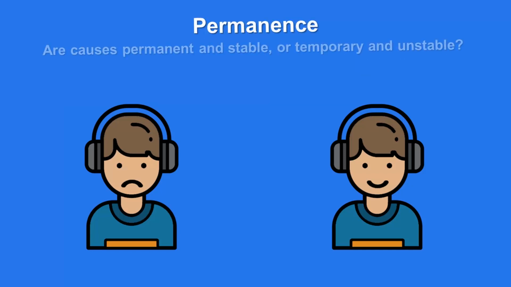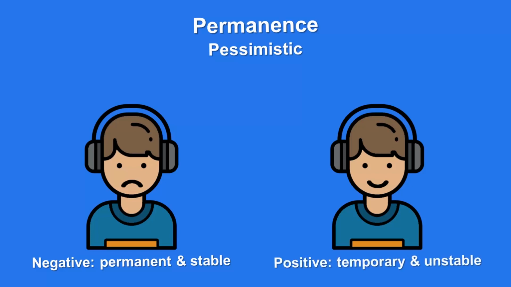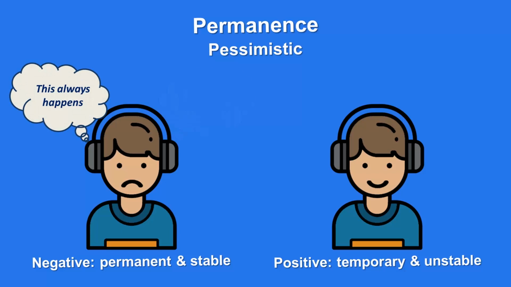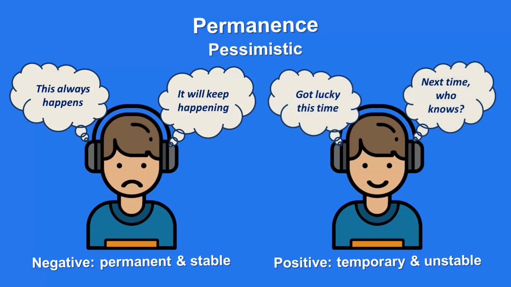So permanence refers to whether we see the causes of events in our lives as permanent and stable, in other words, they're not likely to change, or temporary and unstable and likely to change. A pessimistic explanatory style regards the causes of negative events and setbacks as permanent and stable, and the causes of positive events or successes as temporary and unstable. Something bad happens, and that's because it always happens, and it's going to keep happening. Something good happens, and that's because we just got lucky this time, and who knows what'll happen next time.